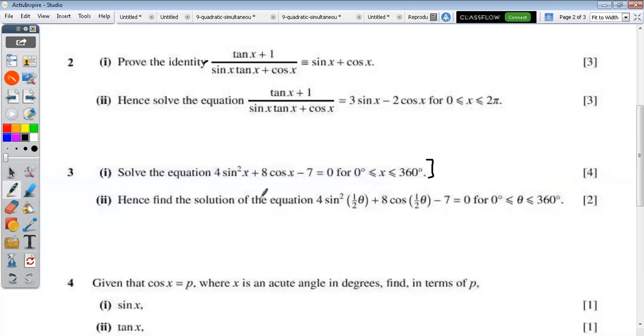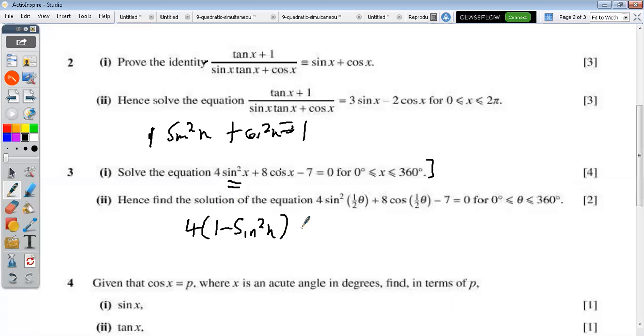Then what do we do there? It means we have to convert this to what? To cos. But we know sine squared x plus cos squared x is equal to one. So let's plug in there. It's four brackets. We are now using cos squared, which is one minus sine squared x. What am I even doing? One minus cos squared. Sorry about that, because everything has to be in terms of cos. So it's four brackets, one minus cos squared x, plus eight cos x minus seven is equal to zero.